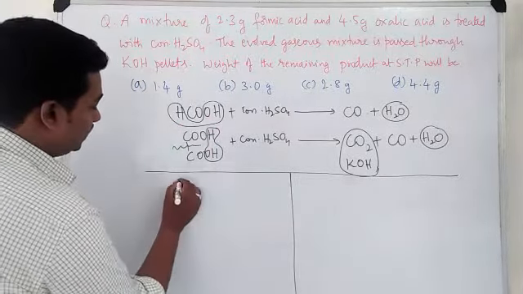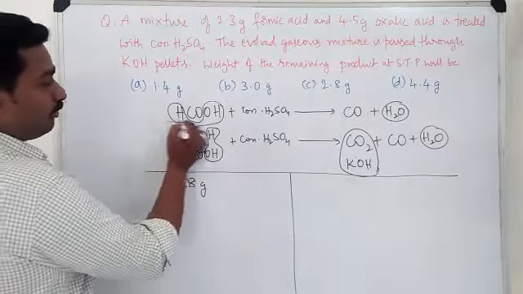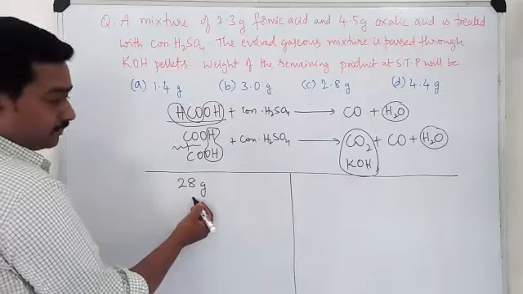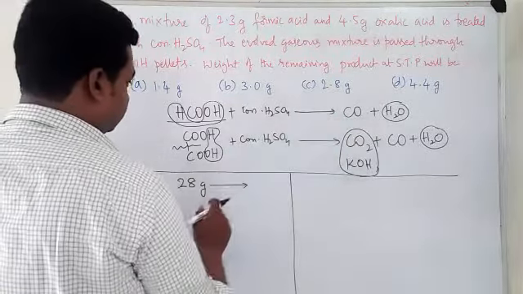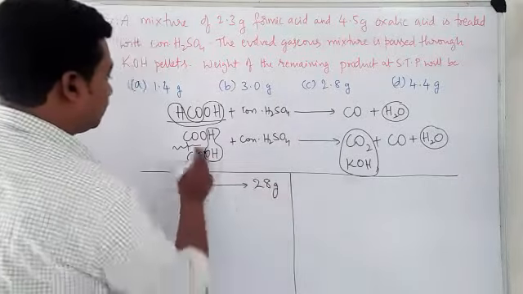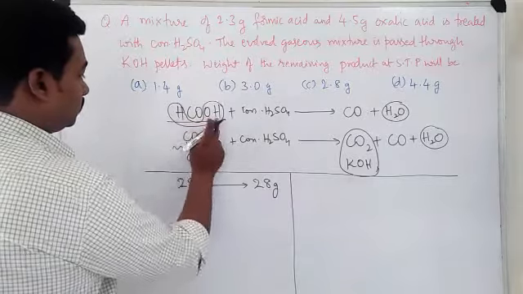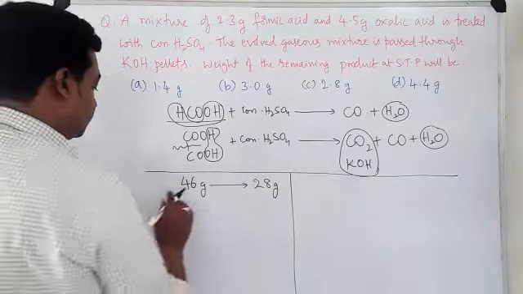HCOOH is 46 gram because it is 1 mole. 1 mole of formic acid is 46 gram, giving carbon monoxide, which is 28 gram.